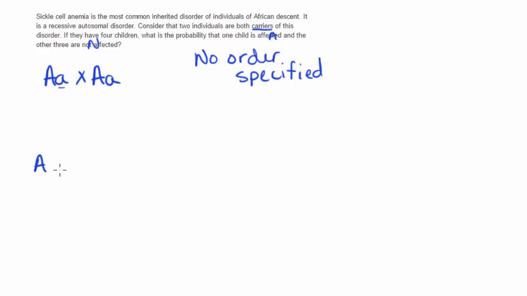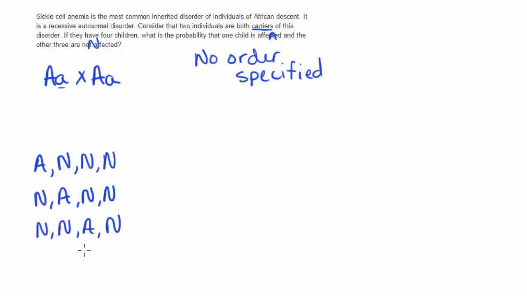So we could have the first one affected, the second child not, the third child not, the fourth child not. That would be one order. We could have it where the second child was the one that was affected, and then the third and the fourth are not affected. Another order would be that it could be the third child that's affected. And then just a fourth order that this could actually occur in, we could have the last one be the child that is affected. So all 4 of those orders that I've listed are things that would fulfill what we're looking for here. So all of them represent 4 children, 1 child's affected, 3 children are not affected.